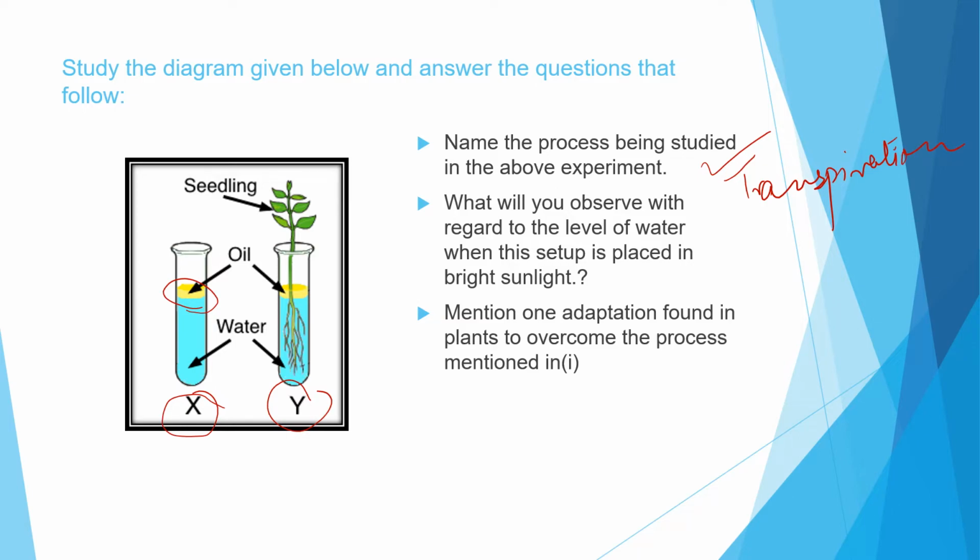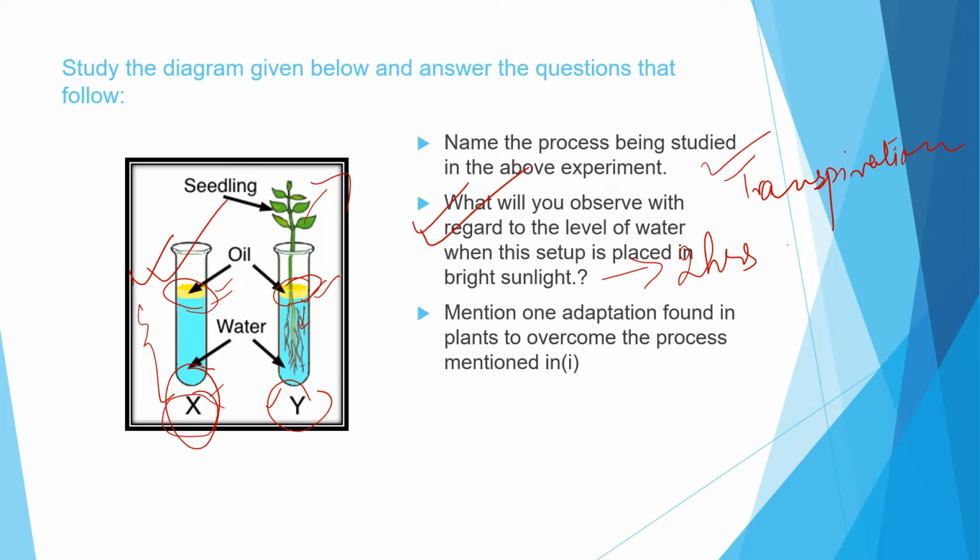So what will you observe in regard to the level of water when this setup is placed in bright sunlight? We have studied in our book that when we place this for almost 2 hours in bright sunlight, in the X test tube there will be no change because the level of water will be the same. But in the other test tube, though oil has been put on top of water to prevent evaporation, we will see that the level of water reduces, as well as the weight of the test tube. If we weigh both X and Y, it reduces because water is lost through transpiration.